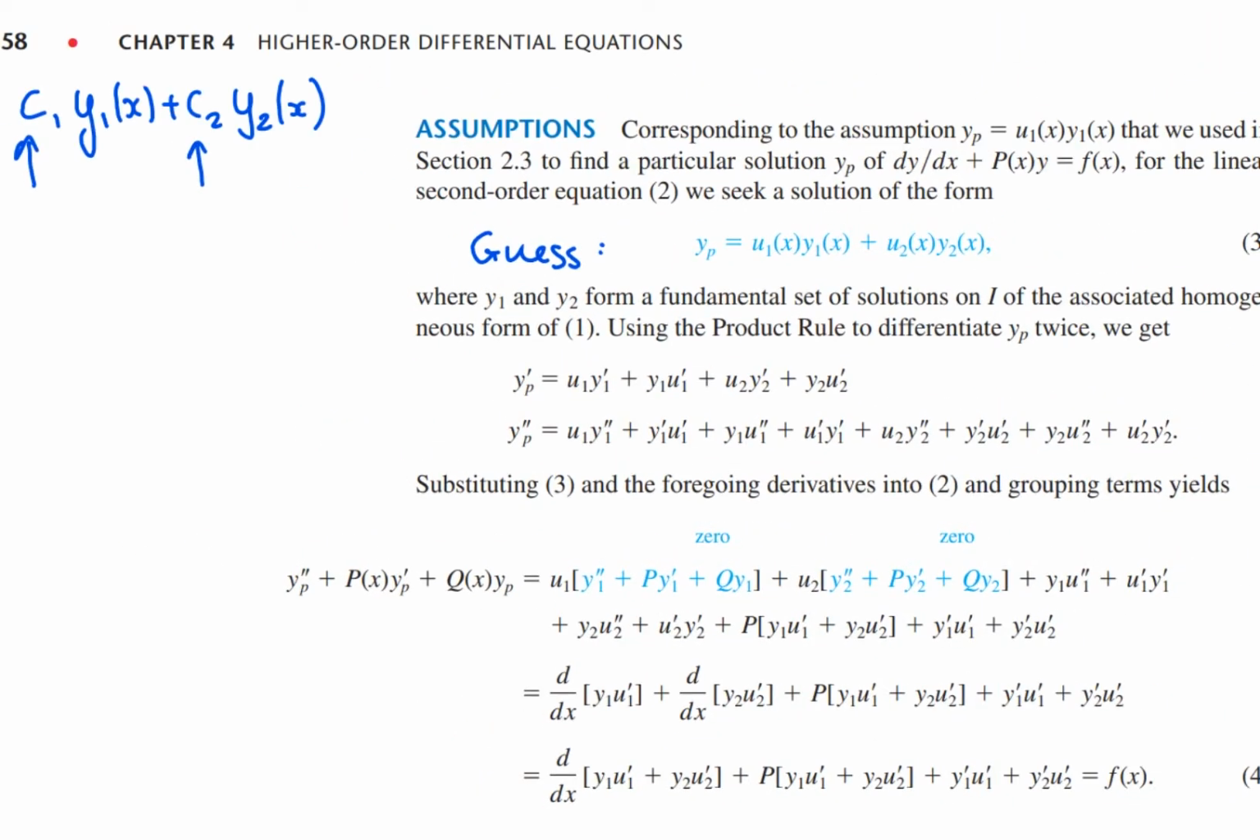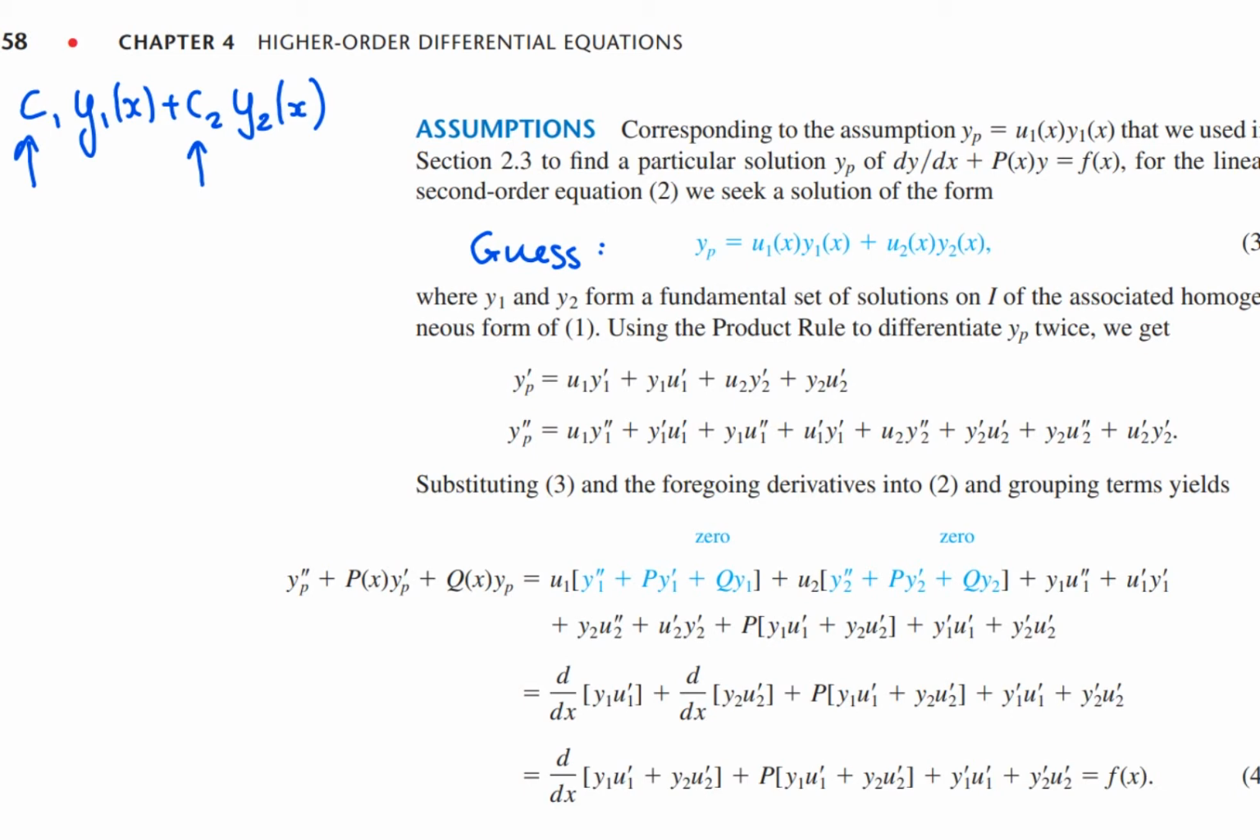Okie dokie. So we're going to have to differentiate this twice. And you'll notice they're not writing u1 of x anymore, they're just writing u1. So you have to remember now that u1 and y1 and u2 and y2 are functions of x. And this is a product, so we're going to be using the product rule. So for y prime, I get u1 y1 prime plus y1 u1 prime. Second term times the derivative of the first term. Same thing for the second term.